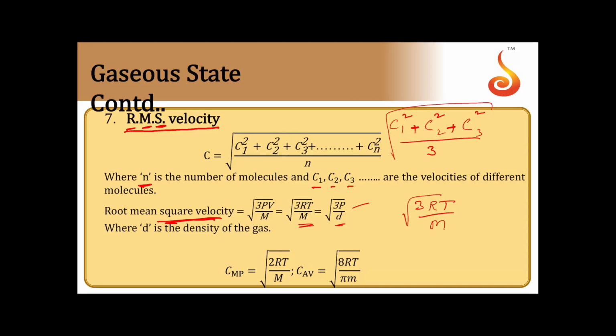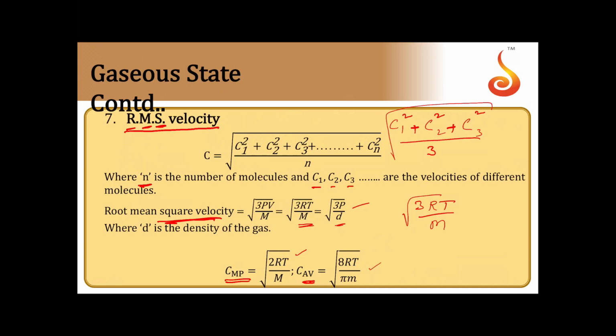Then the other molecular velocities are the most probable velocity, which is the velocity possessed by the maximum number of molecules. It is given by root over 2RT by M. And the average velocity, the normal average, is given as root 8RT by pi M.